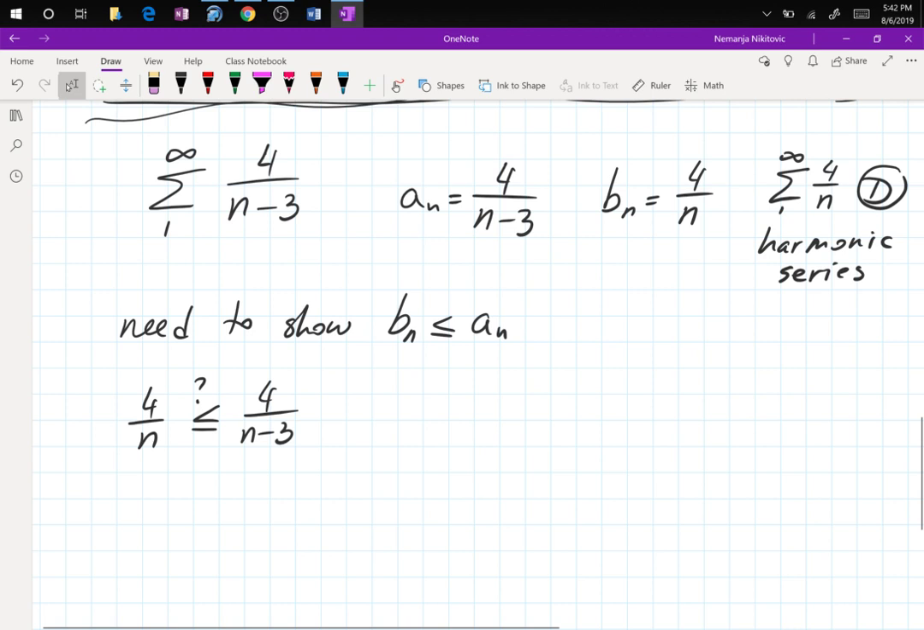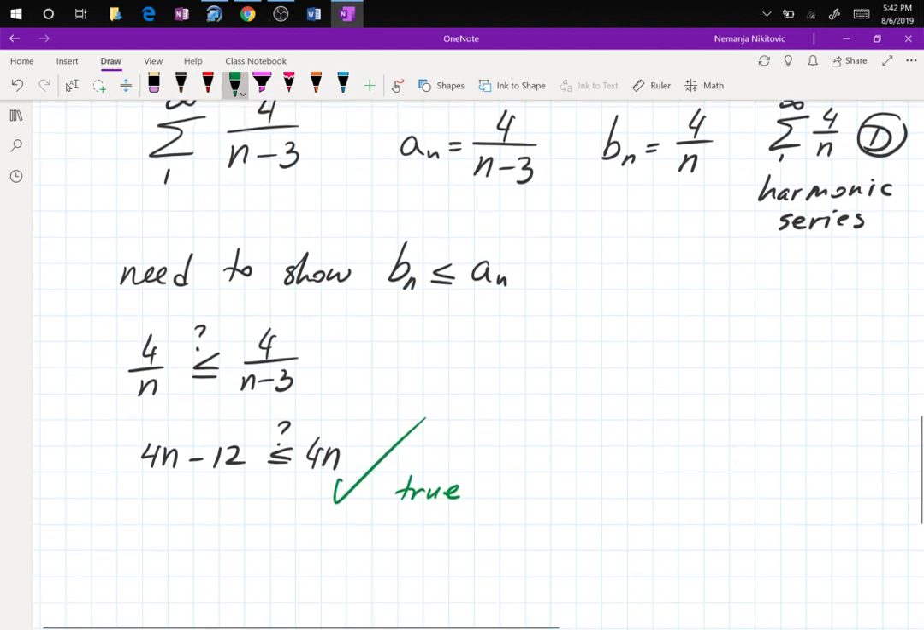Well, again, the same thing, cross multiply. I get 4n minus 12 needs to be smaller or equal than 4n. Well, 4n is the same as 4n. Negative 12 is less than 0, so this is true. And now I have everything. I have that the bn is smaller than an. I have that the bn summation diverges, therefore an must diverge as well.